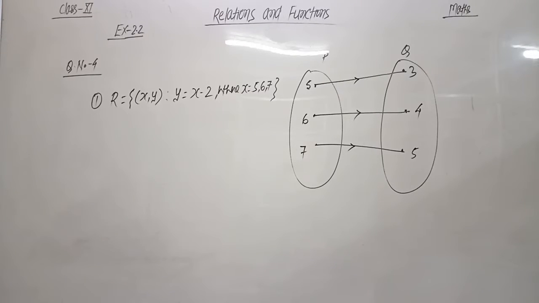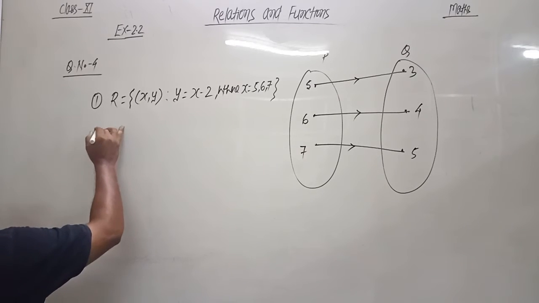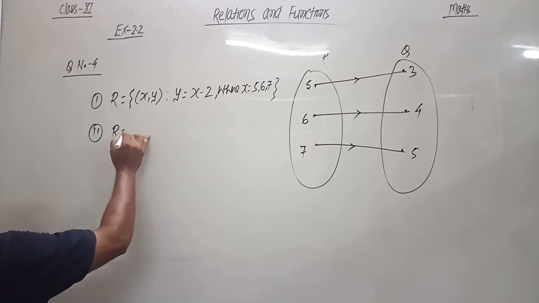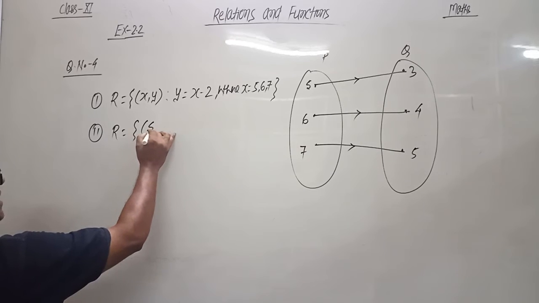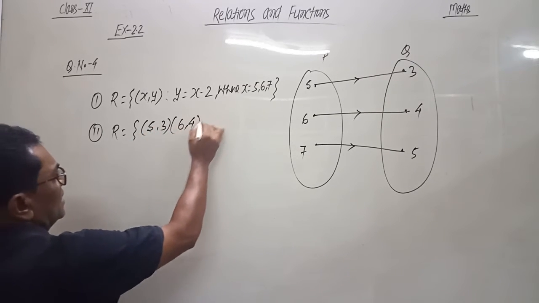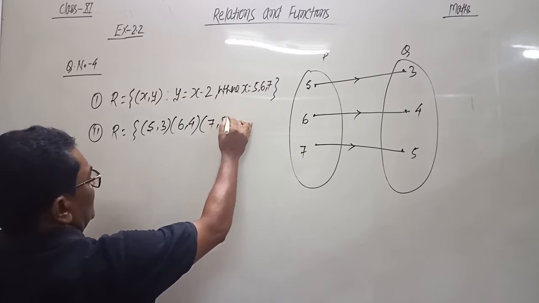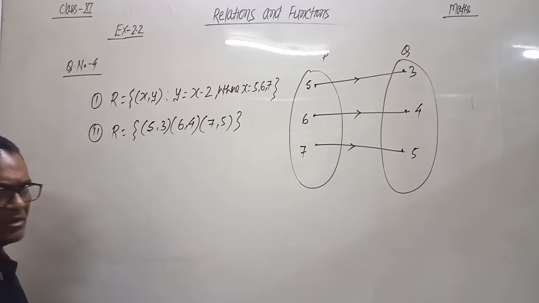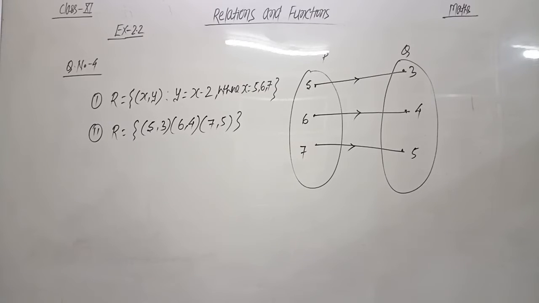Now we have to write this relation in roster form. So in roster form we write it as ordered pairs: (5, 3), (6, 4) and (7, 5). So this is written in roster form. Then we have to find its domain and range.